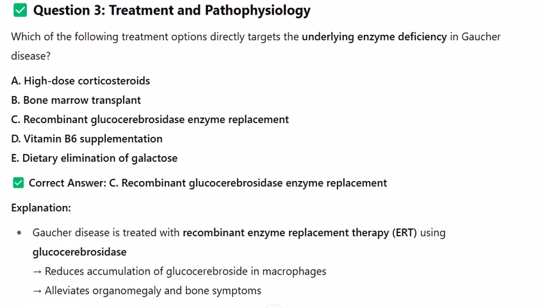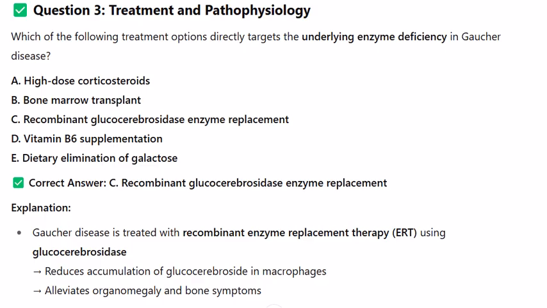Which of the following treatment options directly targets the underlying enzyme deficiency in Gaucher disease? A. High-dose corticosteroids, B. Bone marrow transplant, C. Recombinant glucocerebrosidase enzyme replacement, D. Vitamin B6 supplementation, E. Dietary elimination of galactose. Correct answer, C. Recombinant glucocerebrosidase enzyme replacement.